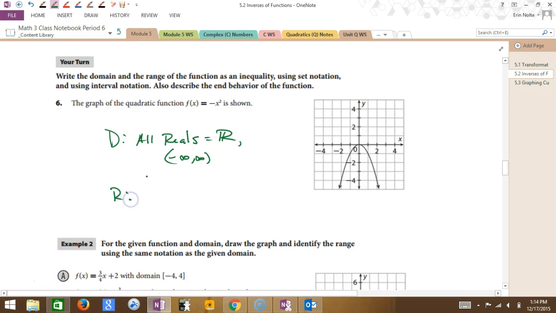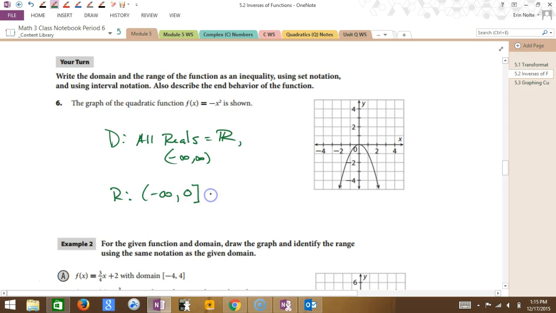Okay, what about my range on this? What's the lowest value that y can be? What's the highest value that y can be? 0. Okay, good. Say it the other way, though. To 0. You always go smallest to biggest. So we could say from negative infinity to 0. And would I include 0? Does it touch 0? Yes.